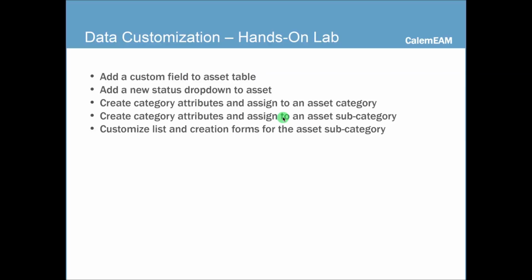For the hands-on lab, we like for you to add a customer field to asset table, add a new status drop-down to asset, create category attributes, assign to asset category, and then assign to subcategory, customize list and creation form for the asset subcategory.